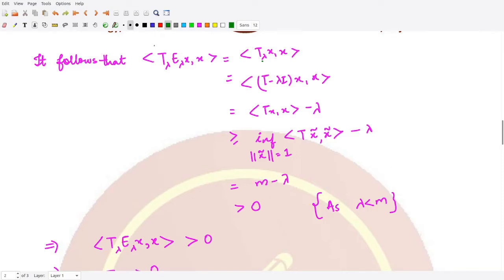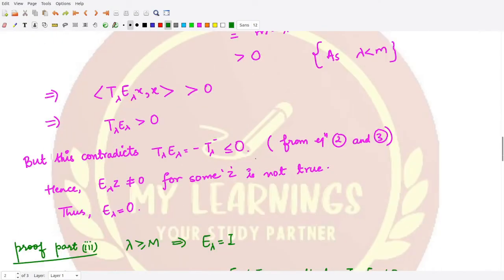So overall, we started with this thing and we landed at greater than 0. And what is this thing? It is the inner product of T lambda E lambda x with x. If this inner product is greater than 0, that means the operator has to be a positive operator. T lambda E lambda has to be positive with whatever assumption we made, right? But this gives us a contradiction. Why? Because T lambda E lambda is minus T lambda negative.